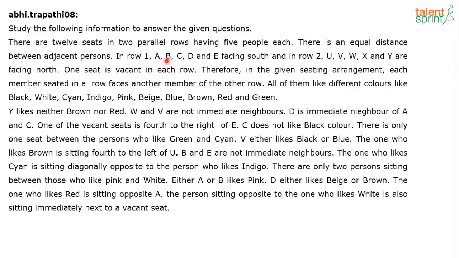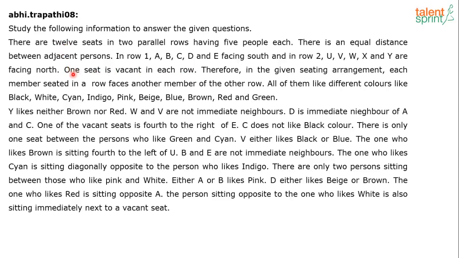In row 1, we have A, B, C, D and E facing south, and in row 2, we have U, V, W, X and Y who are facing north. Now there's an importance of the facing south and facing north here, right? When persons are facing south, left should be taken towards right and right has to be taken towards left. When persons are facing north, left should be taken towards left and right has to be taken towards right. We have discussed these basics in our linear arrangements video, if at all you are not clear with it.